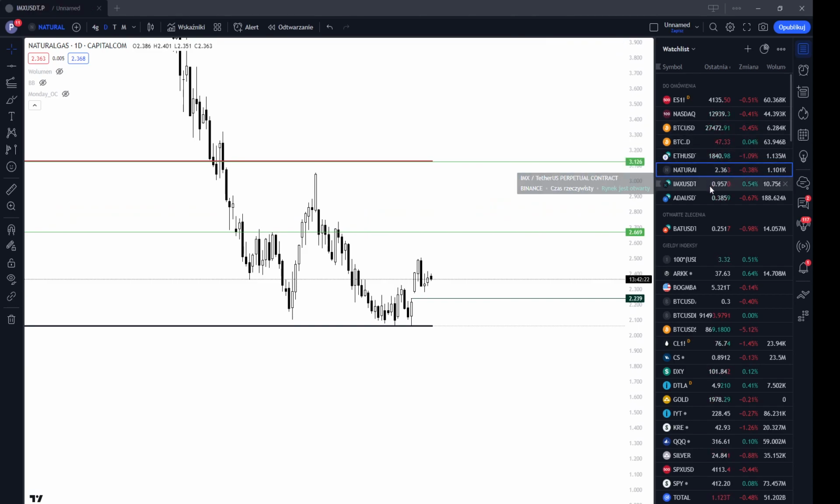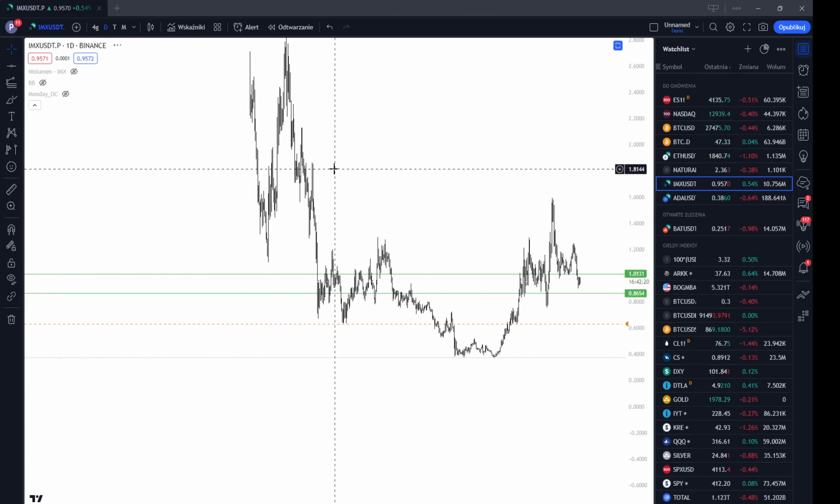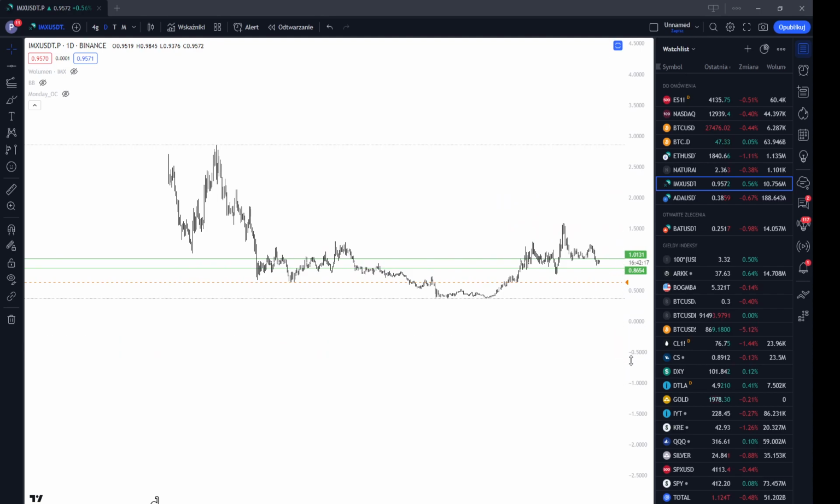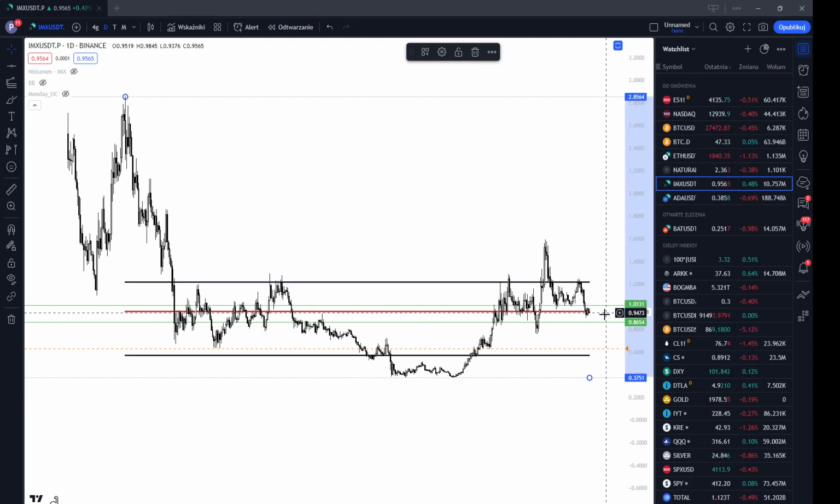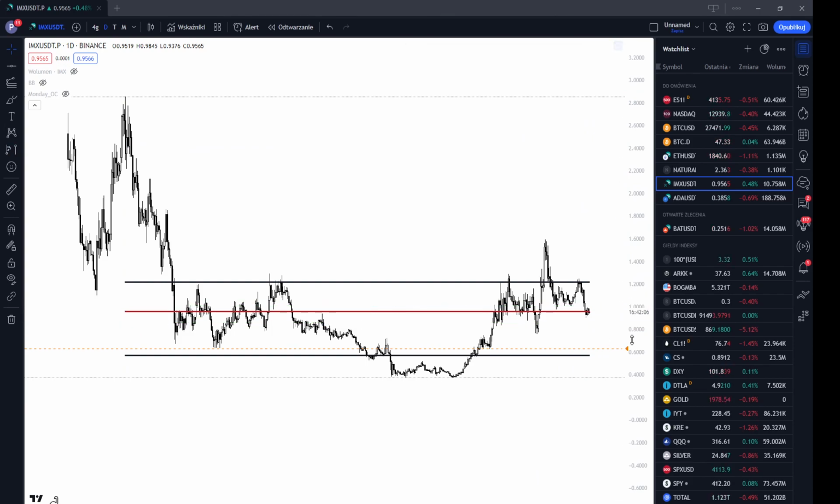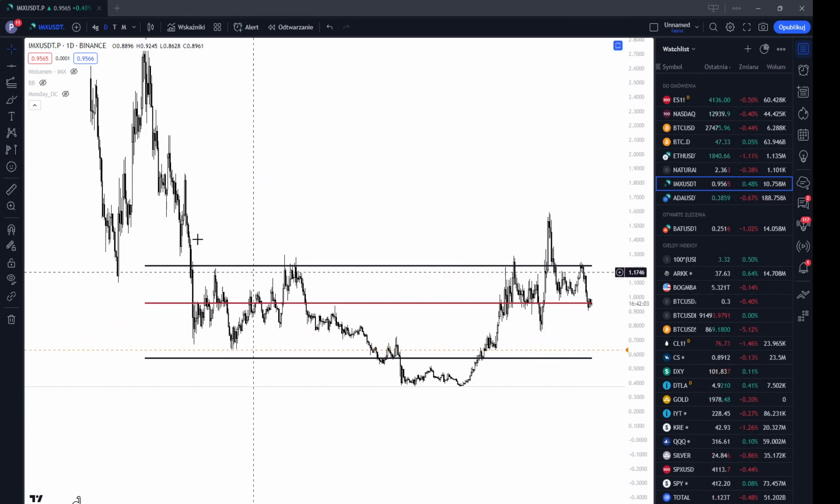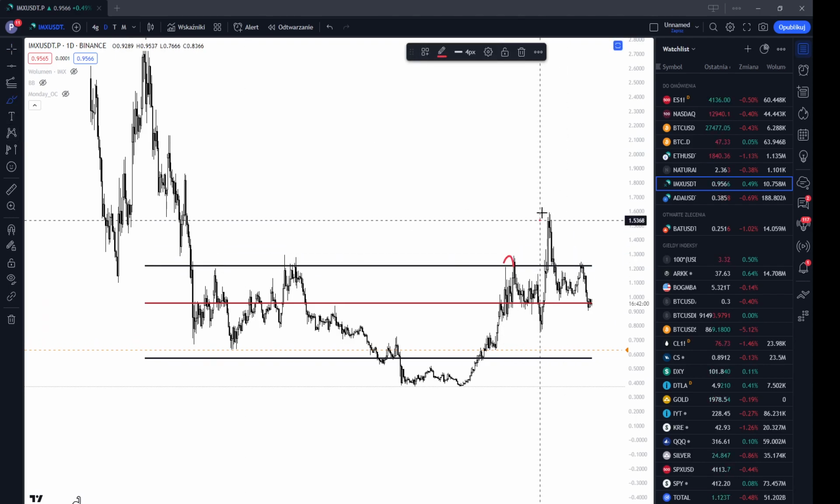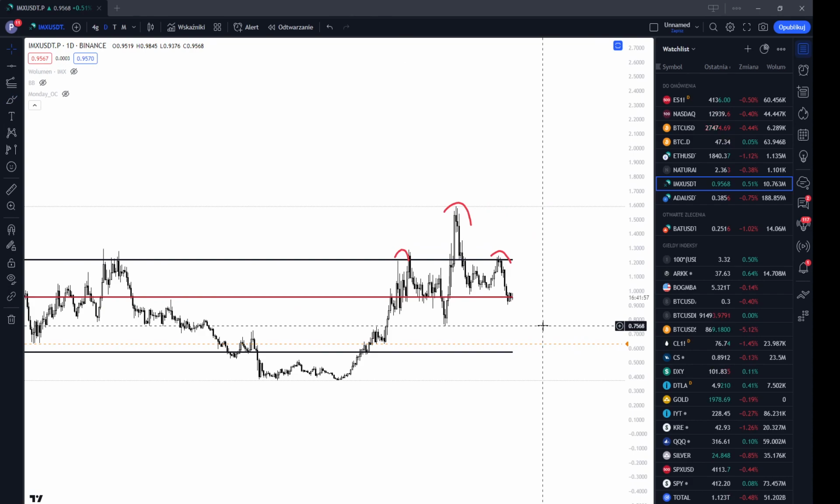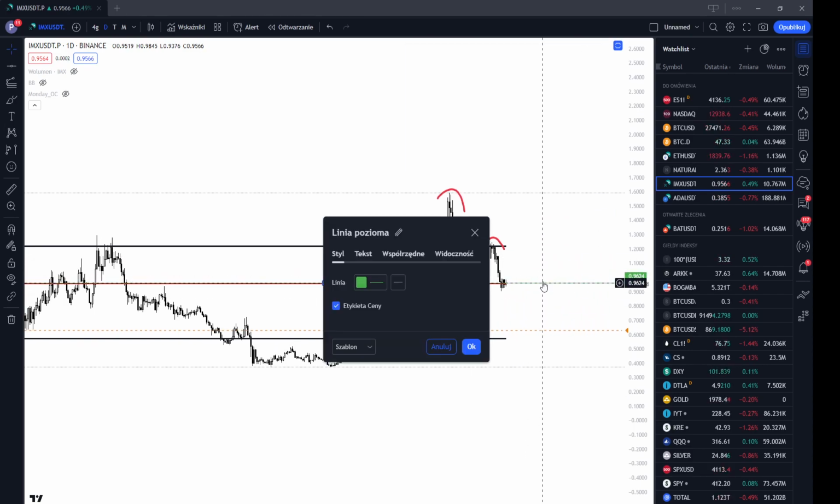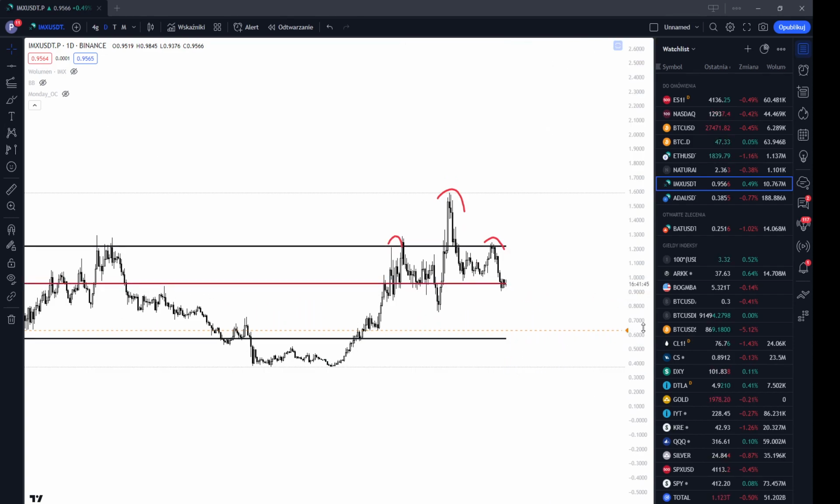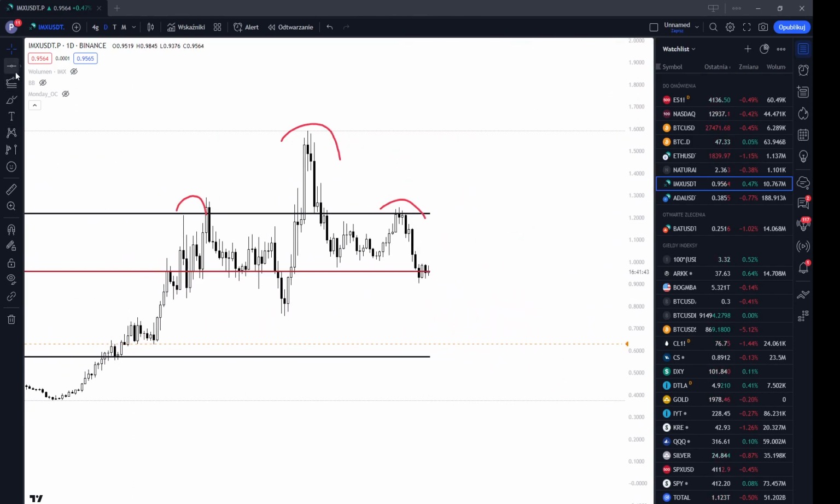Let's look at IMX. Maybe that would be the last one. In here, let's do the same exercise from here to here. Like you see, we have this head and shoulders pattern building: 1, 2, 3. And the confirmation is really below this line here, below this point of control. Yeah, so if we keep rejecting it, and I expect we will, we should go down more.